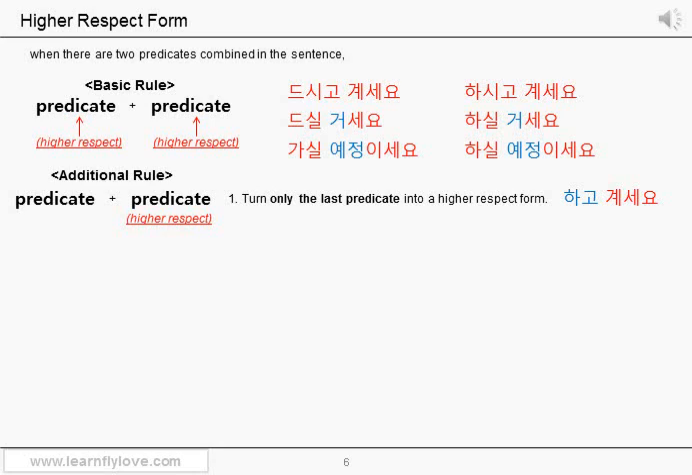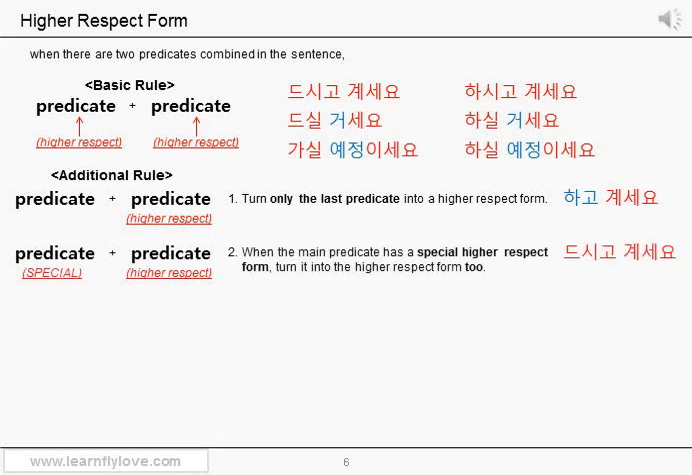Okay? Second, when the main predicate has a special higher respect form, you turn the main verb into a higher respect form too, together with the assistant predicate. For example, 먹다 has a special higher respect form, 드시다. So when you want to turn 먹고 있어요 into a higher respect form, please turn both of the predicates into higher respect forms. 드시고 계시다.